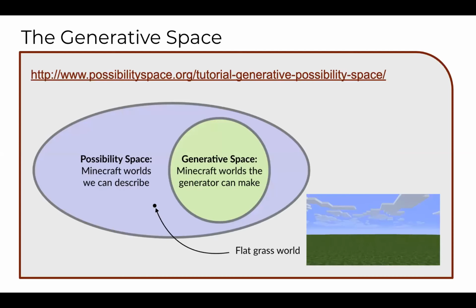Okay, so to be a little bit less abstract, I really like this example from my colleague Mike Cook's blog post on generative spaces and possibility spaces, where he talks about Minecraft. So that's another example of games where you can use the Minecraft world generator. And he takes this example, which is just a flat grass world with only grass and nothing in it. And while that is a world that it's possible to talk about and define in Minecraft, it's not something that the Minecraft generator would actually create. So the generative space is sometimes a strict subset of the possibility space.